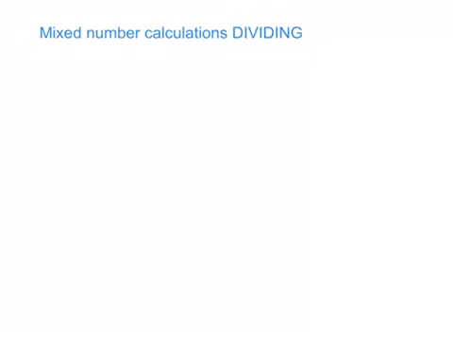Mixed number calculations, dividing. So here we're using division, but it's when we have got mixed numbers involved. So imagine I had a question that looked like this, where it was 2.5, and this was divided by a quarter.